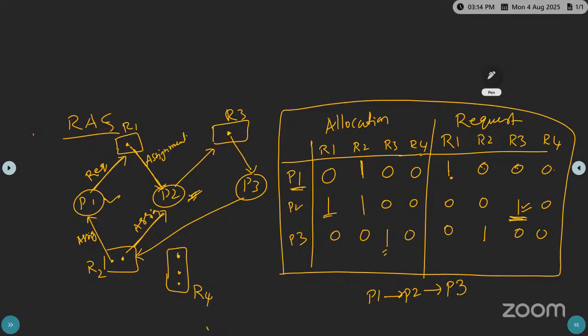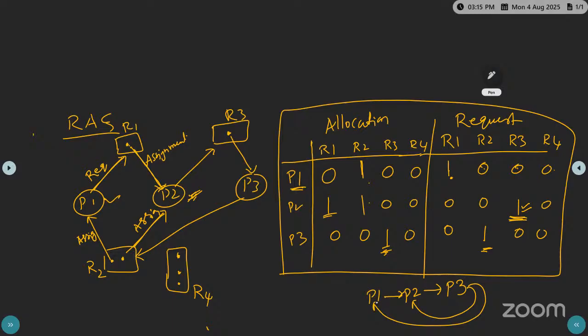But what about P3? To start P3, R3 is already allocated, but it is not enough. Still it is requesting R2. But who has R2? R2 is with P1 and P2. So P3 depends on P2 or P3 depends on P1.